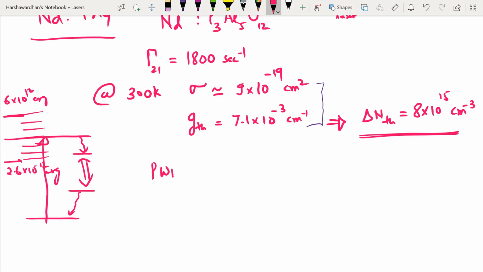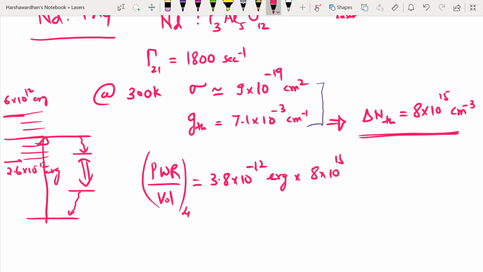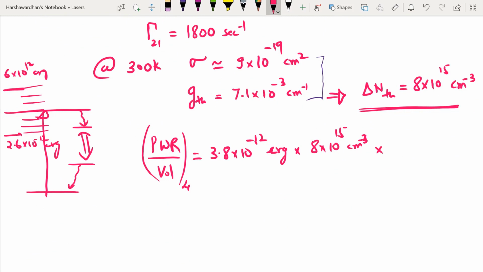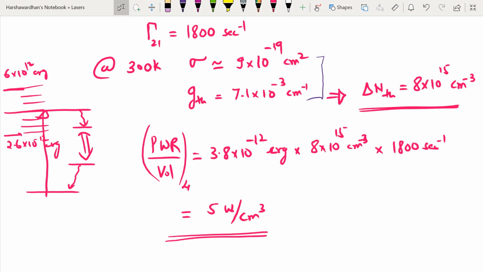So I'm looking at the power per unit volume for such a laser, and that is simply, this average is roughly 3.8 into 10 to the power of minus 12 ergs times 8 into 10 to the power of 15 atoms. Remember, it is proportional to the inversion and not to the total number of atoms doped, times the excited state lifetime factor, which is 1800 second inverse. So here you will see clearly it is just 5 watts per centimeter cube. Remember, in comparison to 1 kilowatt per centimeter cube, this is the kind of number that one is looking at. So that is the kind of advantage you get. What one is doing is stripping off the population from the ground state to create the inversion.